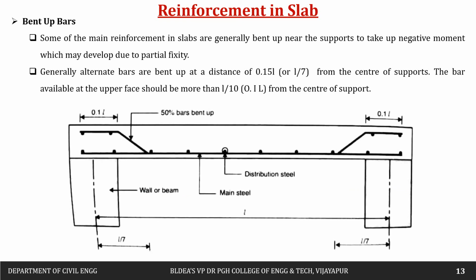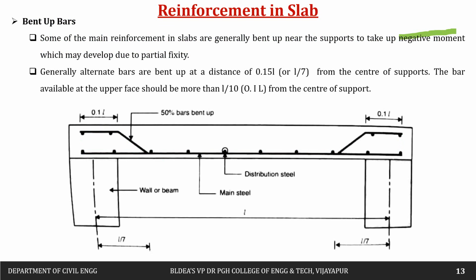Then next is regarding the reinforcement in the bar itself, that is regarding the bent up bars. Some of the main reinforcement in a slab are generally bent up near the support to take up the negative moment which may be developed due to the partial fixity. So for example, if this is the main reinforcement which we have placed, we are going to bend up these bars near the supports so as to resist the negative moment.